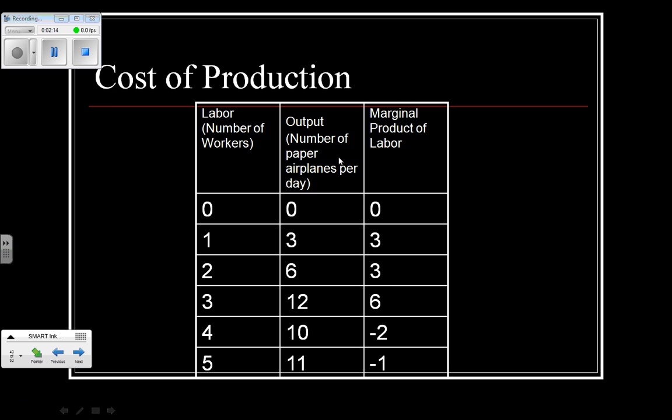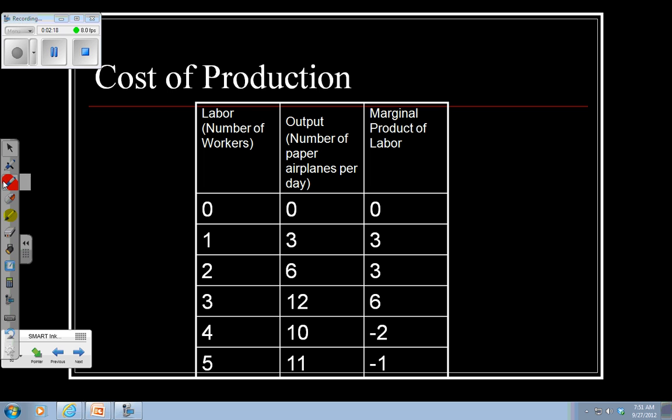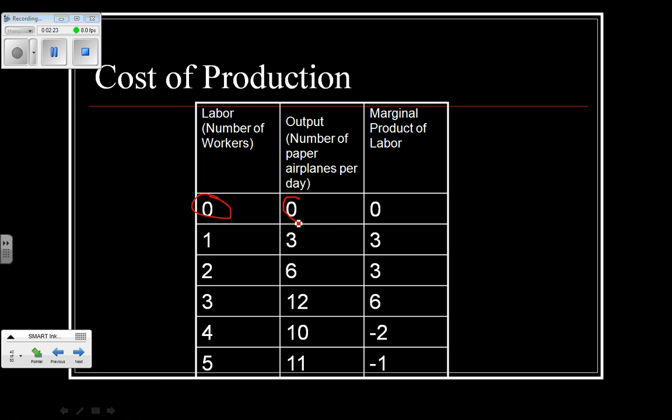So let's say we're looking at paper airplanes a little bit. We'll do this in class. But if you have 0 workers, you're making 0 airplanes, and your marginal product of labor is 0. This just means how many planes are you getting per worker. 1 worker, you're making 3 airplanes. Let's say it's per day, per hour, whatever it is. Here, you're getting 3 together. You have 2 workers, you're making 6 planes. Each worker is making 3.